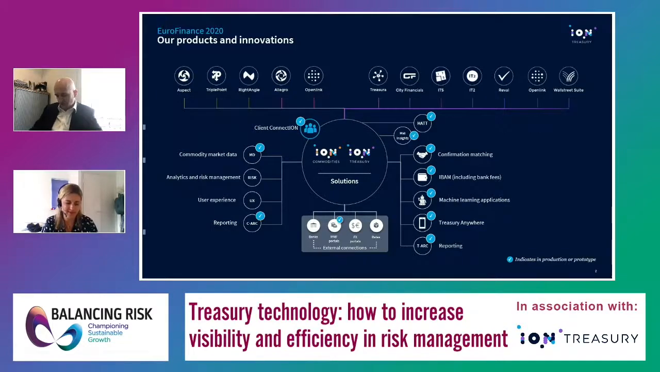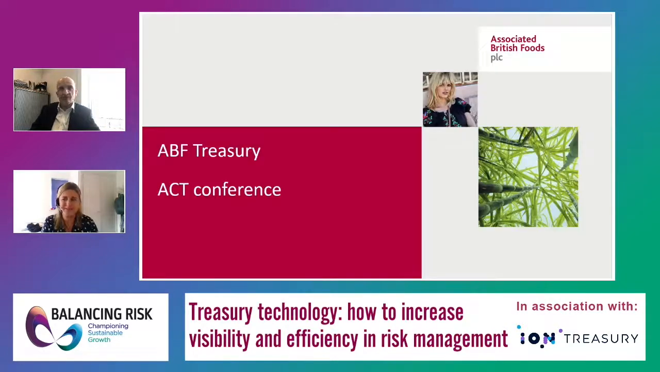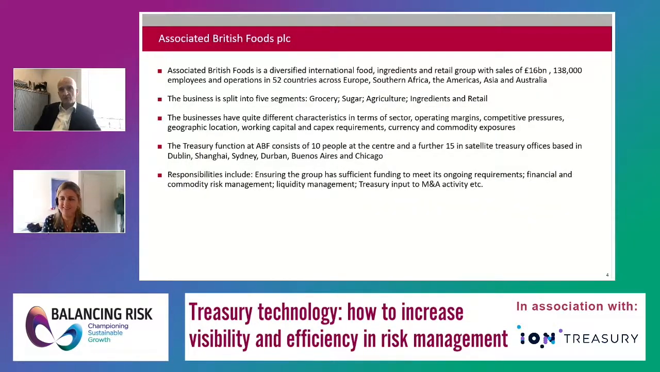Sure, thanks, Jacqui. First of all, hi to everybody listening in. ABF, or Associated British Foods, for those people who are not particularly familiar with our organisation, it's a diversified international food ingredients and retail group with some 16 billion of sales, 138,000 employees, and operations in 52 countries around the world. The business is split up into 5 segments. So we have grocery, sugar, agriculture, ingredients, and retail.